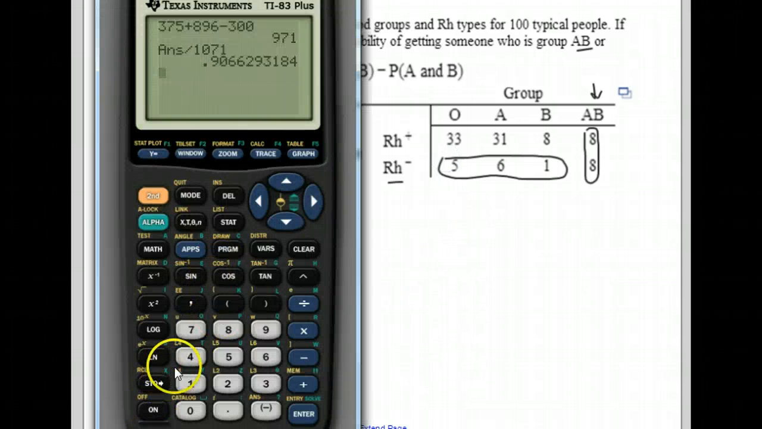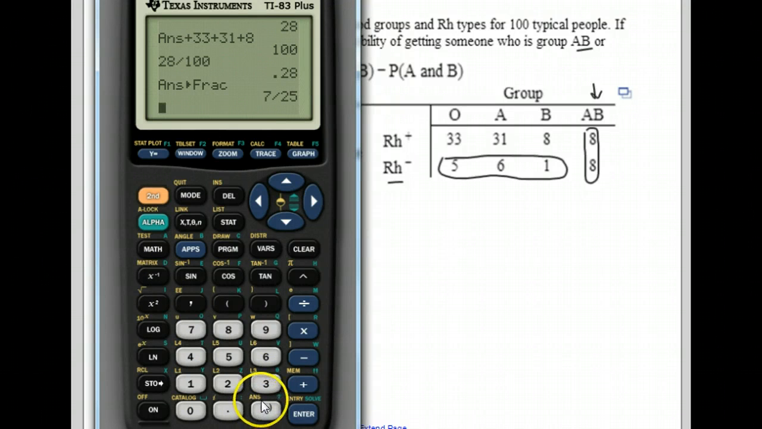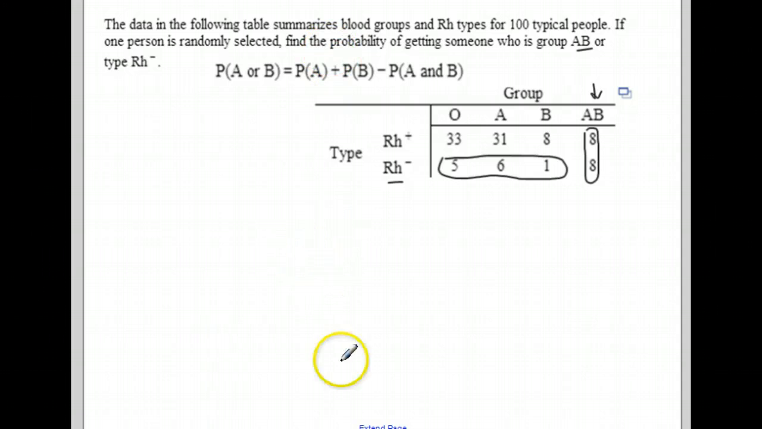And so I end up just adding 5 plus 6 plus 1 plus 8 plus 8. So that's 28 out of, and if you take that number and add the other three numbers that are on there, it should get 100. So 28 out of 100 is the total. Alright, that equals 0.28. If you have to make it a fraction, then just press math 1 to change it to a fraction. So 7/25 or 0.28 is our answer.